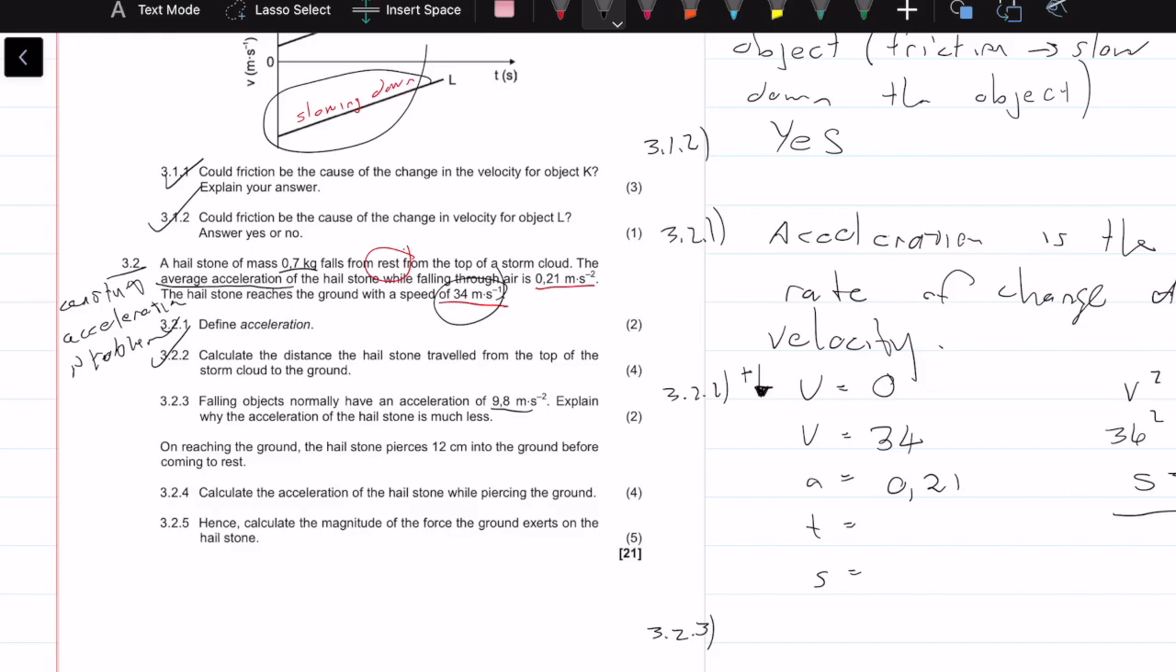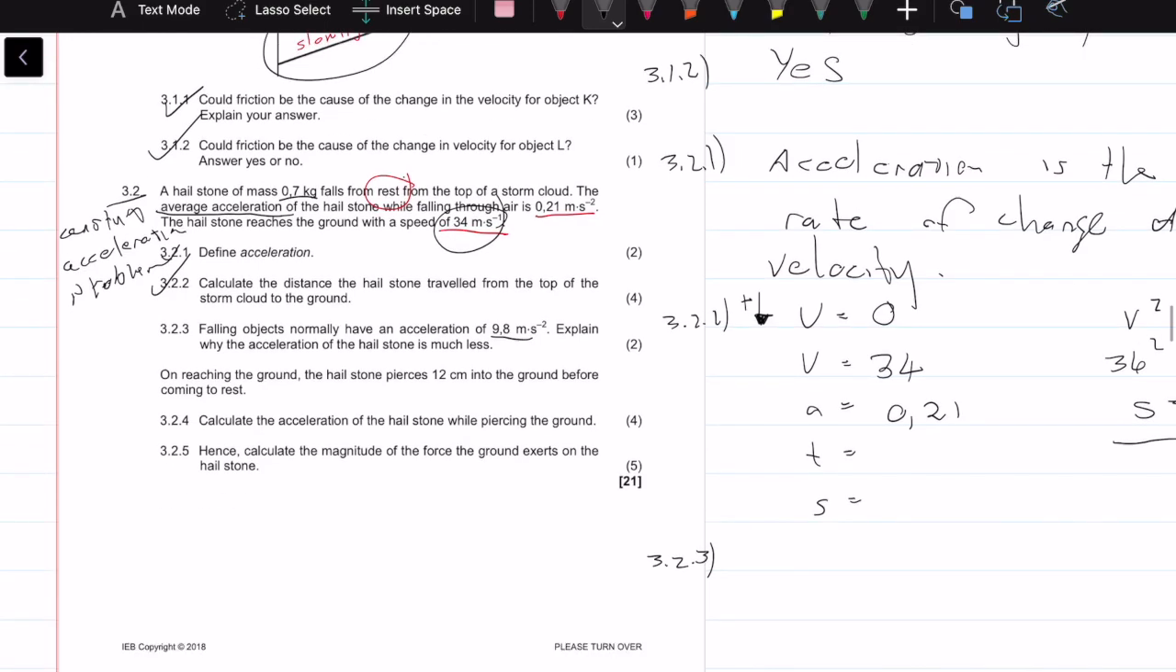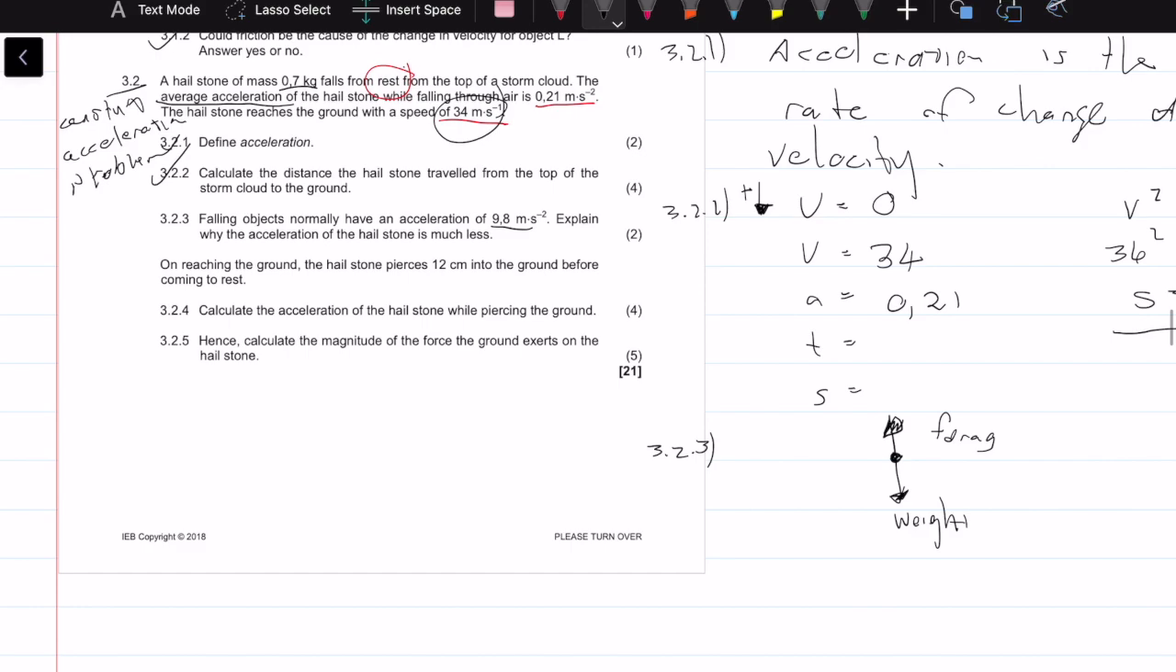So this is true. It usually would be 9.8 downwards, but if we draw a free body diagram, let's say we have Fg, which would be weight. There's also an upwards force cancelling some of that weight, which would be F drag, or drag. So the reason for this, since it says explain why the acceleration is much less, we can say there are upward forces acting on the hailstone.